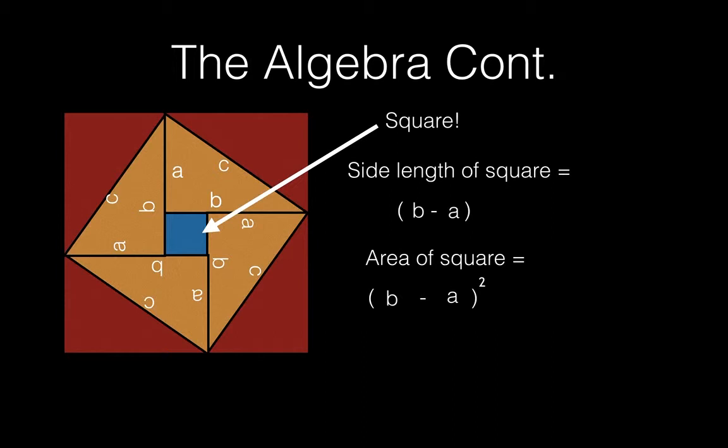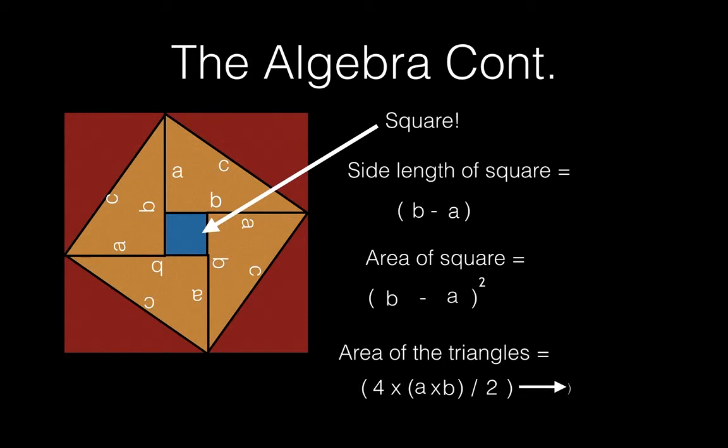In doing this, we remember how to find the area of a triangle. Because there's 4 of them, we do 4 times base times height, or height times base in this case, all divided by 2, because triangles are half of a rectangle. This can be simplified to simply 2 times height times base, 2 times a times b.